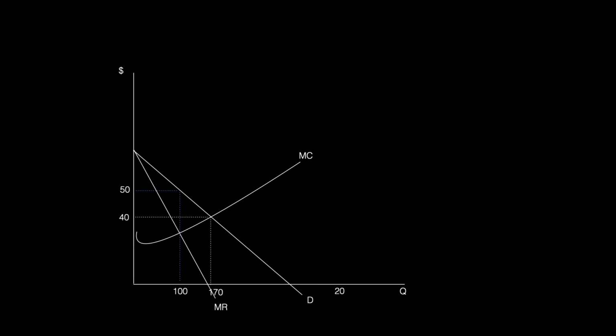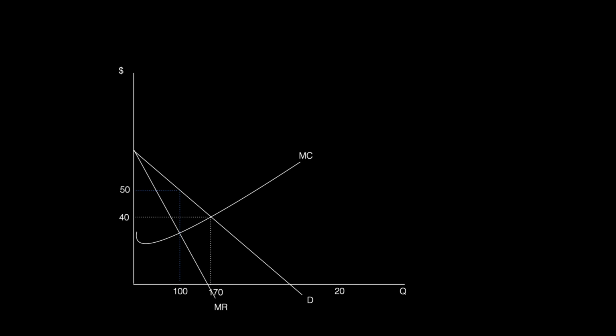Let's practice a problem. Suppose that a monopolistically competitive firm faces the demand curve and cost curves as displayed in this graph. Suppose that at the profit-maximizing output, the firm's average cost of production is $60 per unit. What would you expect to see firms in this market do in the long run?